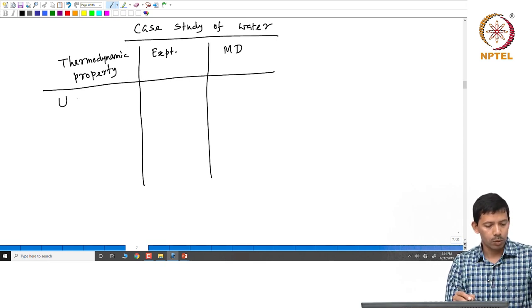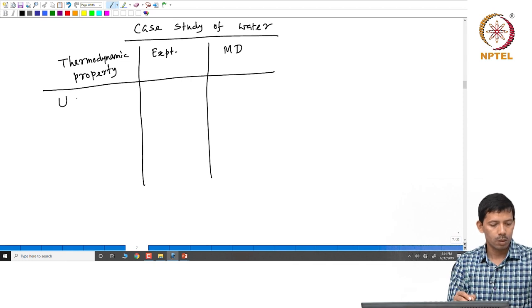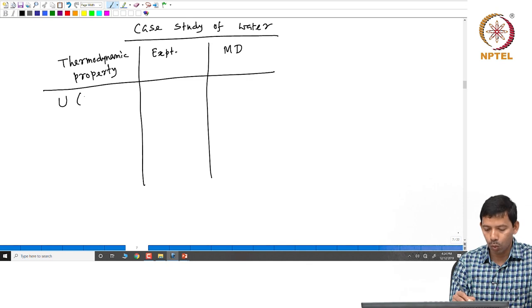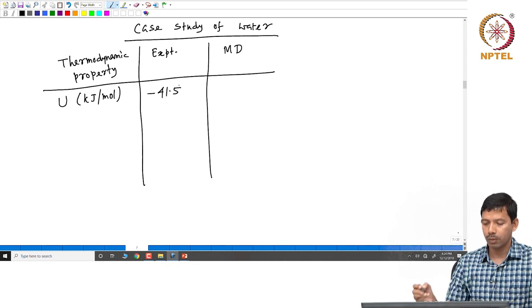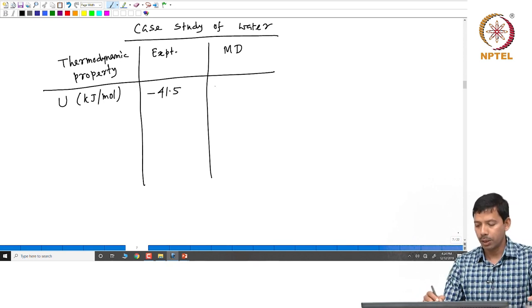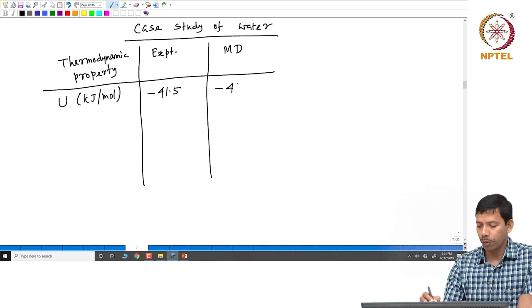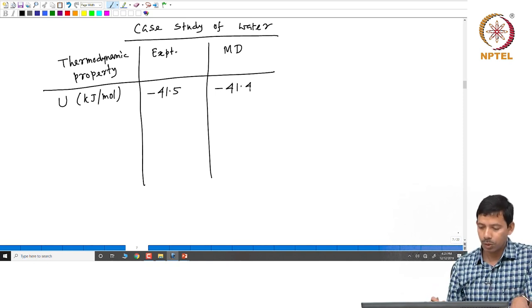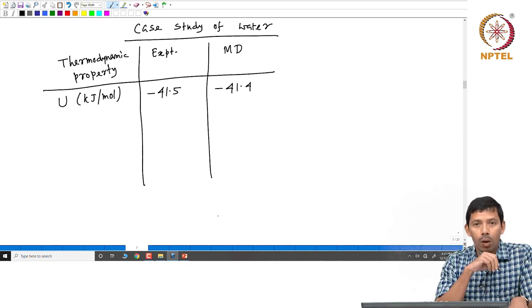Let me see the values. The experimental value, so this is in kilojoules per mole. The experimentally measured value of U is -41.5. From MD, the measured value is -41.4. So you can just see how reliable or how accurate the simulation can be.